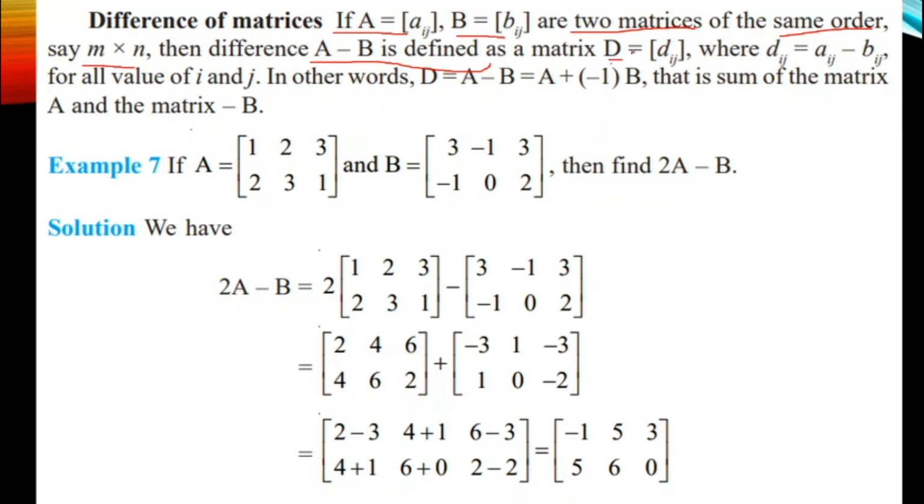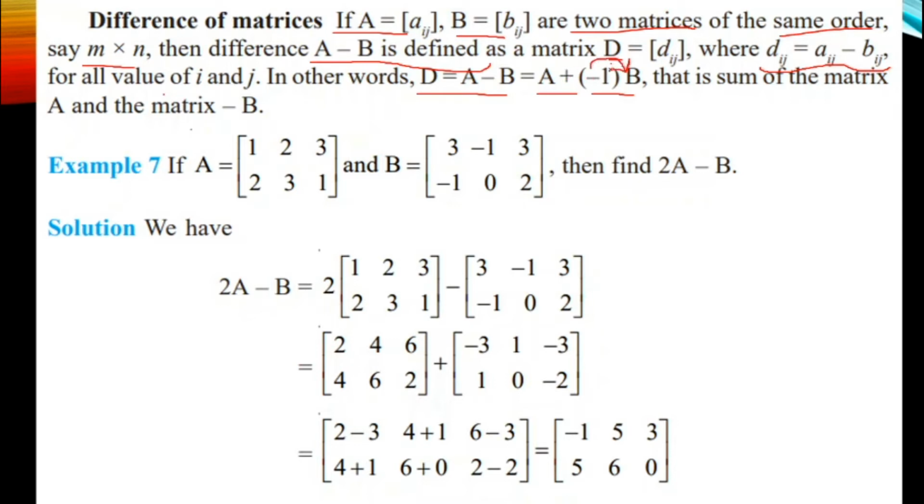So D equal to Dij, where Dij equal to Aij minus Bij. I don't think I need to explain why Dij equal to Aij plus minus Bij, for all values of i and j. In other words, D equal to A minus B equal to A plus minus 1 times B. What they are doing is putting this plus here, and that negative 1 they are multiplying inside the matrix.